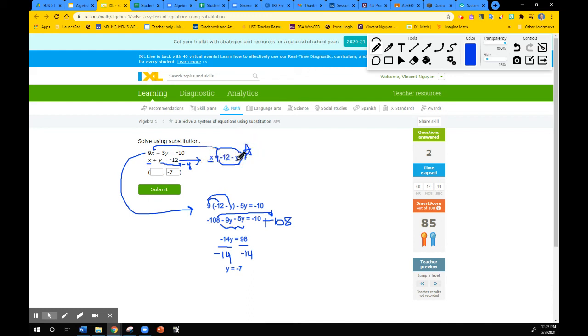That means whatever y is, you plug it in, that's going to give you the x value. Now, you have to be careful. The y is already negative, and this is a minus y. So what I want to do is minus a negative 7. So my expression becomes x equals negative 12 minus a negative 7, okay?